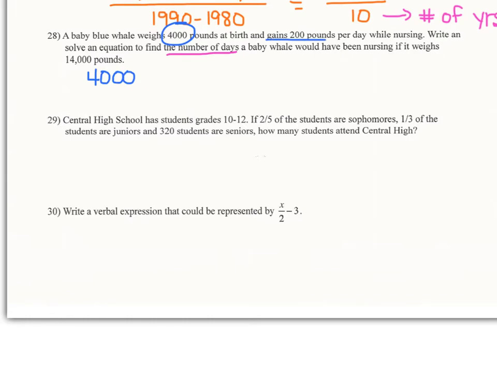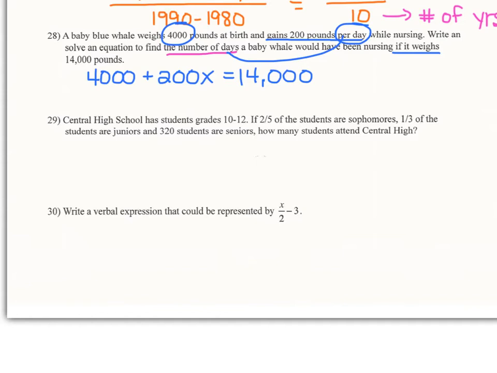I'm gaining 200 pounds per day. So I'm adding 200 pounds per day, and I just said days was going to be my variable, so that's going to be my x. And I want to know when that would equal 14,000, because I want the weight to be 14,000 pounds.